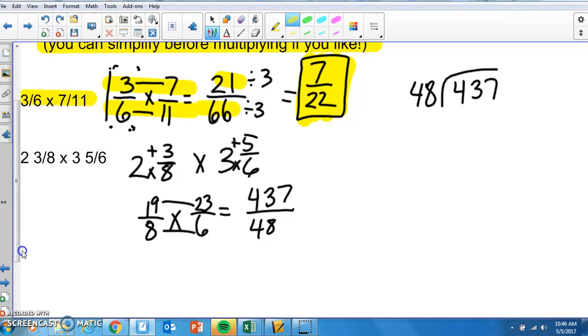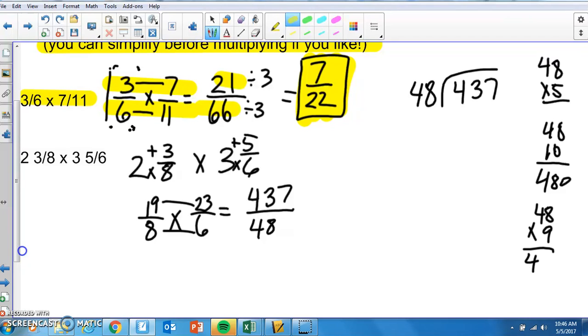By trial and error, I could see, okay, 48 times 5, does that work? 48 times 10 is 480. 480, if I compare it, is too big, so I might want to go down. So I'm going to try 48 times 9. 48 times 9, when I multiply it out, gives you 432. So if you compare that to 437, you see that it can go into it 9 times. 9 times 48, as we said, is 432. So I subtract just like you did in elementary school. That gives you a 5.